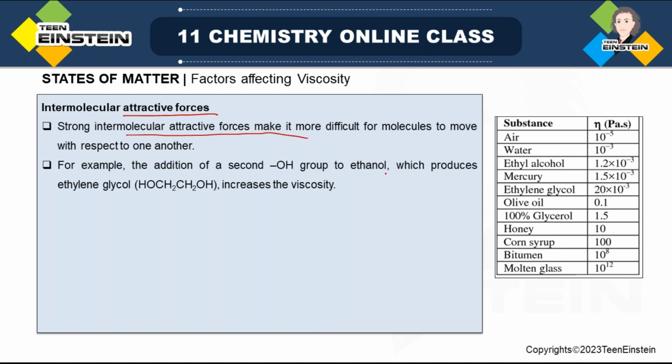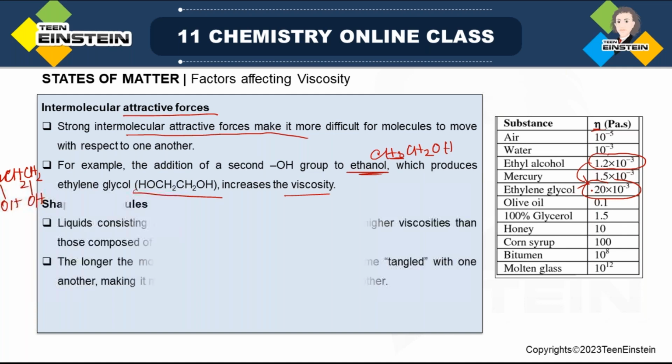For example, if you take ethanol, the formula is CH3CH2OH. But suppose you replace one of these H with another OH, now the formula changes to HOCH2CH2OH. So in ethanol there is 1 OH, now there are 2 OH. Obviously viscosity will increase. Look at the value of eta in Pascal into second. This is the value, but when it is ethylene glycol, see how it is increased. That is the proof that when intermolecular attractive forces are strong, viscosity will increase.